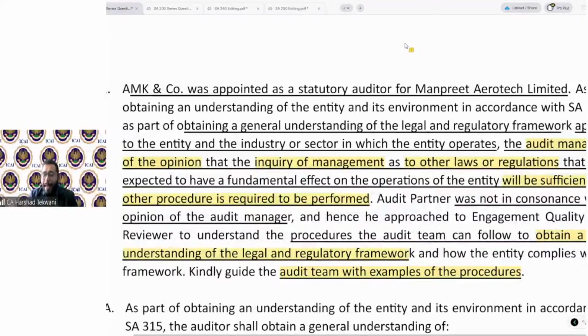Again, you need to provide examples of the procedures to obtain a general understanding. So how can the team obtain a general understanding of the legal and regulatory framework applicable to an entity, which laws and regulations are applicable to an entity, and how will you perform procedures to identify that? What procedures will you perform?